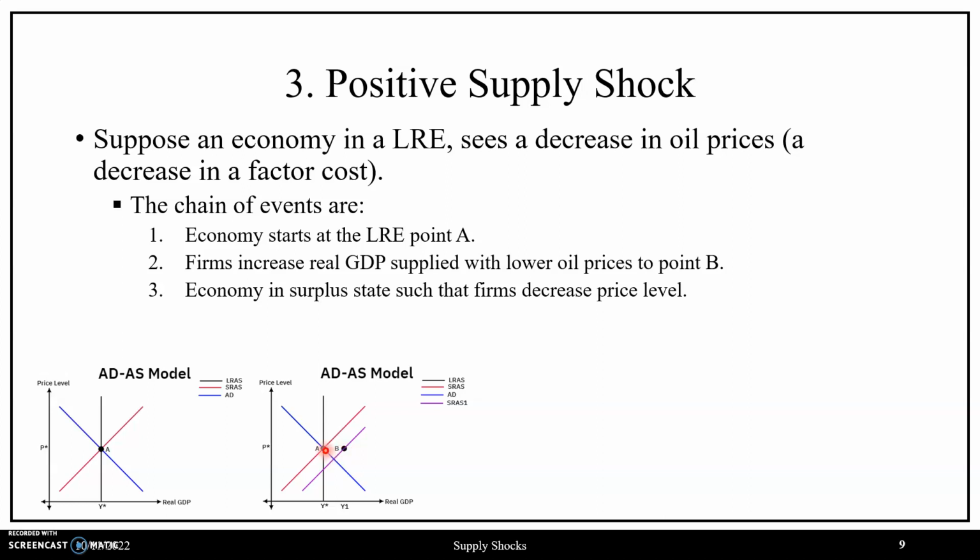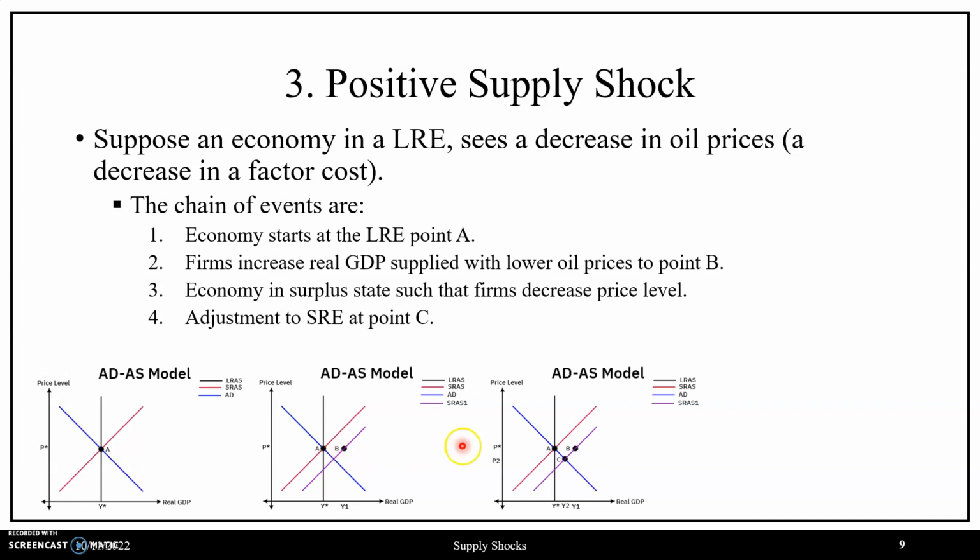which will generate downward movement along the short-run aggregate supply curve and the aggregate demand curve until a new macro equilibrium has been established at the intersection of aggregate demand and short-run aggregate supply, corresponding to point C, in which a Y2 amount of real GDP is being produced at the price level P2.